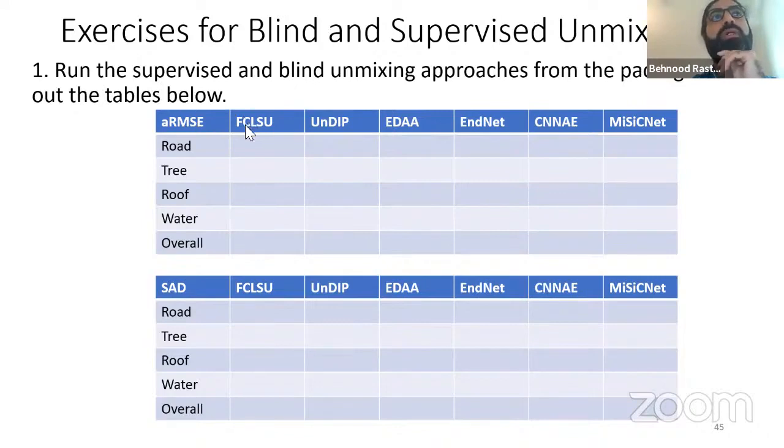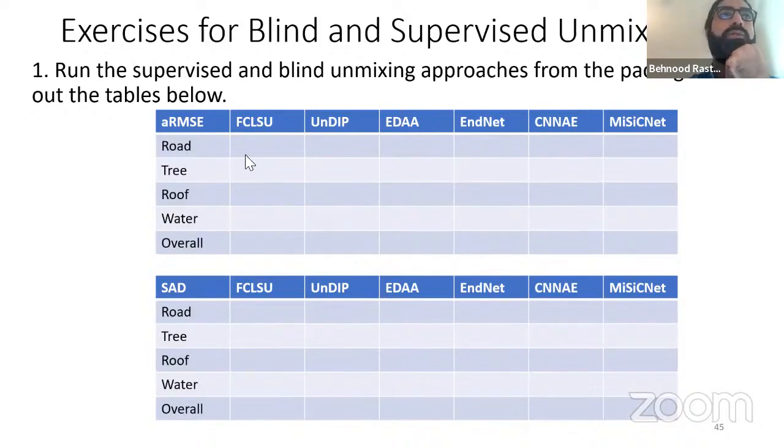For those who want to continue with the exercise, we have two supervised methods: FCLSU, which uses VCA to extract the endmembers, and UNDIP, which uses simplex volume maximization to extract endmembers. And then we have the other blind unmixing methods that we discussed, and the last three are the autoencoder or deep learning based ones.